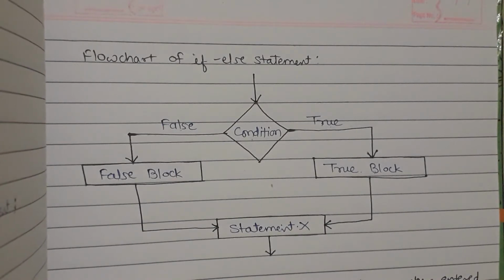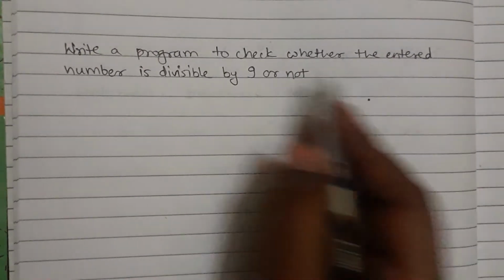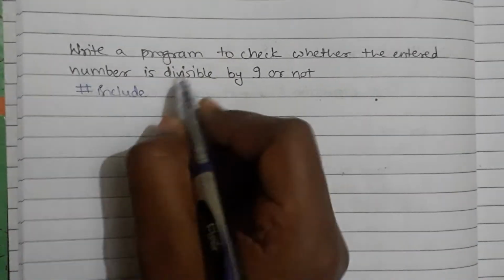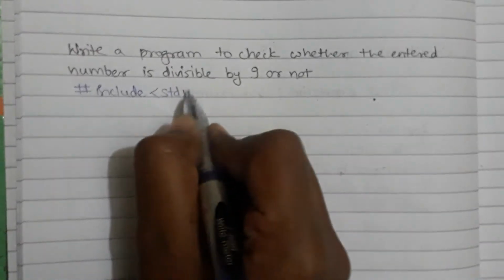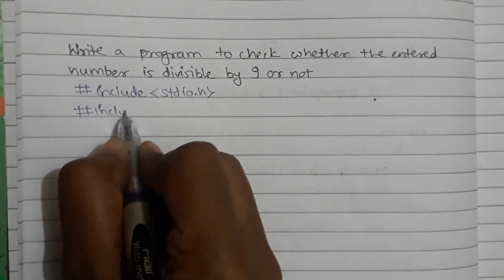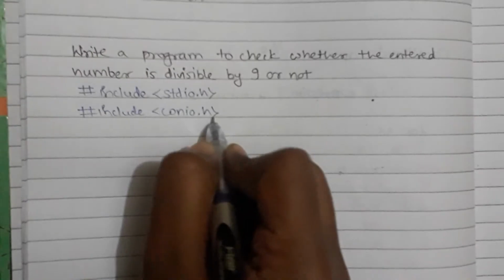Now for simplicity, we will write a program. Here we will write a program to check whether the entered number is divisible by 9 or not. So for that, first we will include the two header files, that is the standard input output header file, and the second header file is the console input output header file.